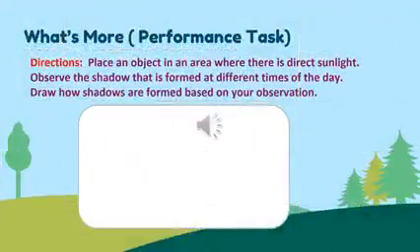What's more? And this will be your performance task. Listen, children. Here's the direction. Place an object in an area where there is direct sunlight. It could be a box, or it could be yourself, or your sibling, or a chair, or anything.